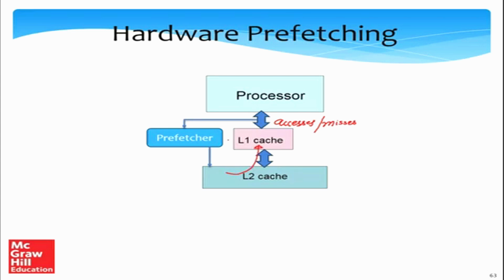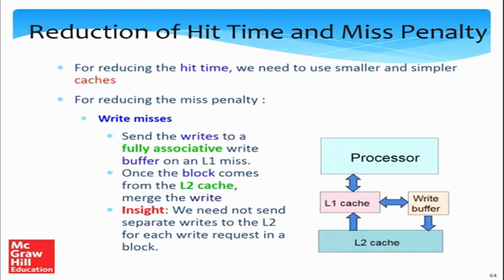So as a hardware prefetcher, it works in some cases where the access stream is predictable. If that's not the case, then we need to use software prefetching. There are other things that we can do to make the processor faster by reducing the average memory access time. So we can reduce the hit time as well. To reduce the hit time, we need to use a smaller and simpler cache. But having a smaller and simpler cache has other negative effects as well.